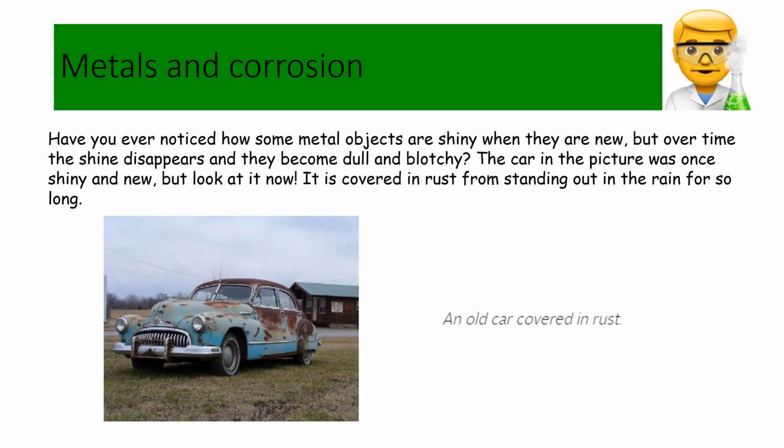Metals and corrosion. Have you ever noticed how some metal objects are shiny when they are new, but over time the shine disappears and they become dull and blotchy? The car in the picture was once shiny and new, but look at it now. It is covered in rust from standing out in the rain for so long.